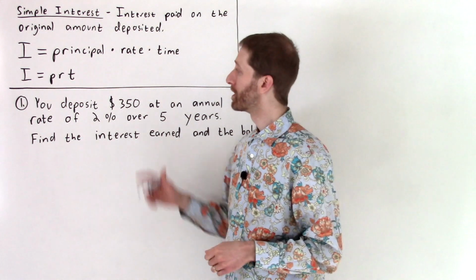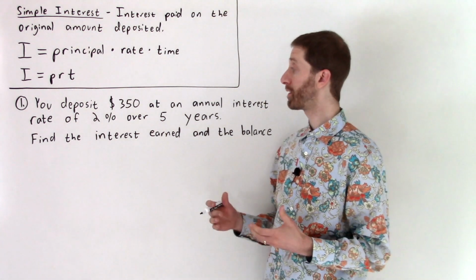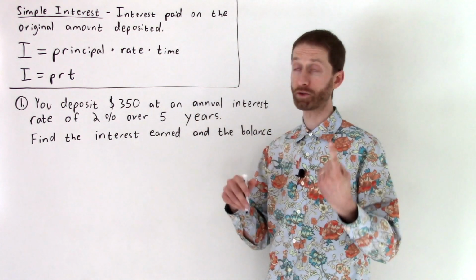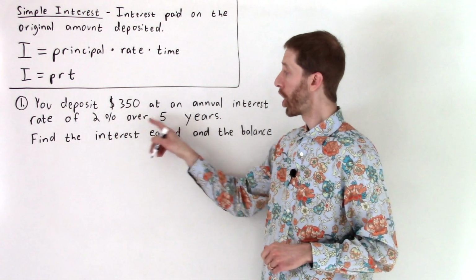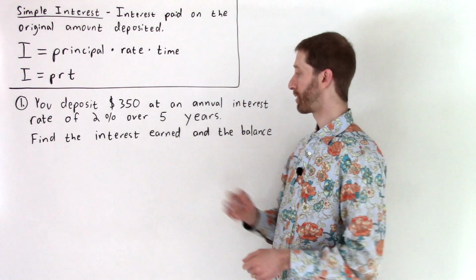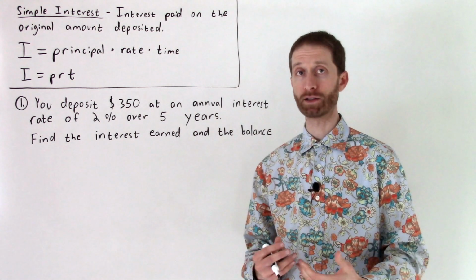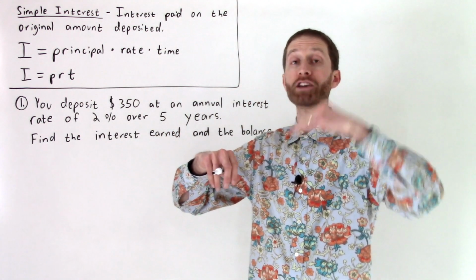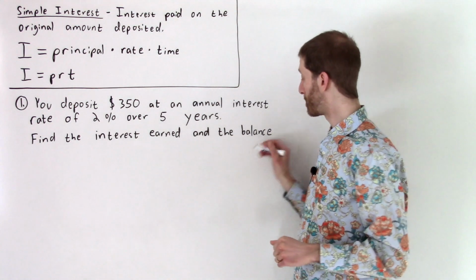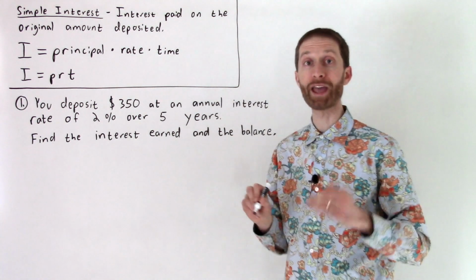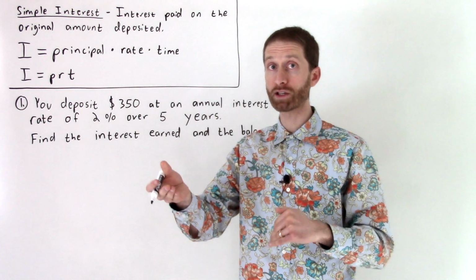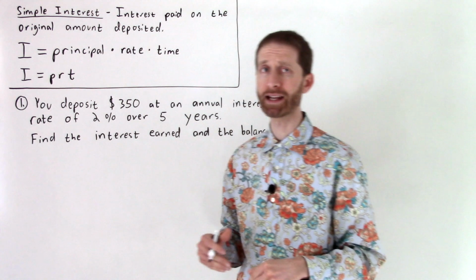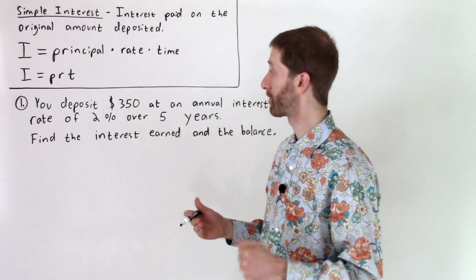Let's dive into it. So this says you deposit $350 at an annual interest rate, that means annually, once per year, of 2% over 5 years. We're instructed to find the interest earned and the balance. So interest is the amount of money that we'll get from this formula that we earn on top of the principal. The balance would be the ending amount of money that we have when we add the interest plus the principal, the original amount. When I do these problems, I like to get an idea of the information I have.